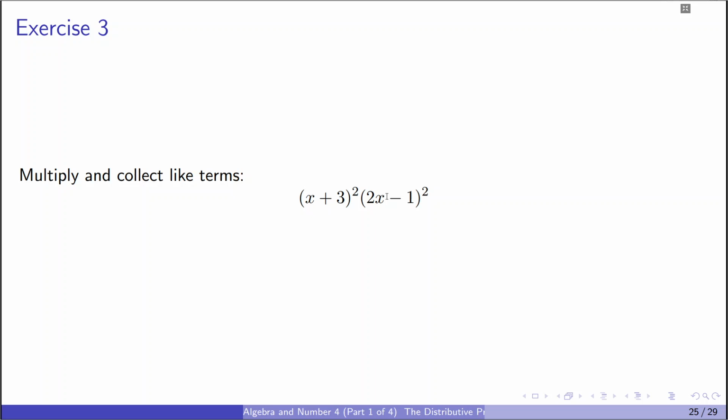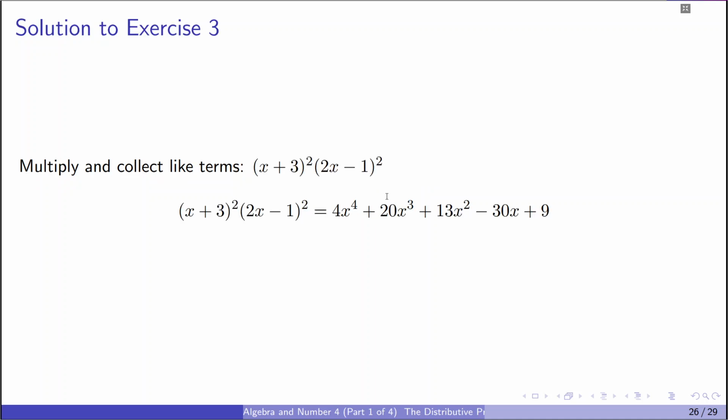Pause now to take whatever time you need. All right, and this is 4x to the 4th plus 20x cubed plus 13x squared minus 30x plus 9.